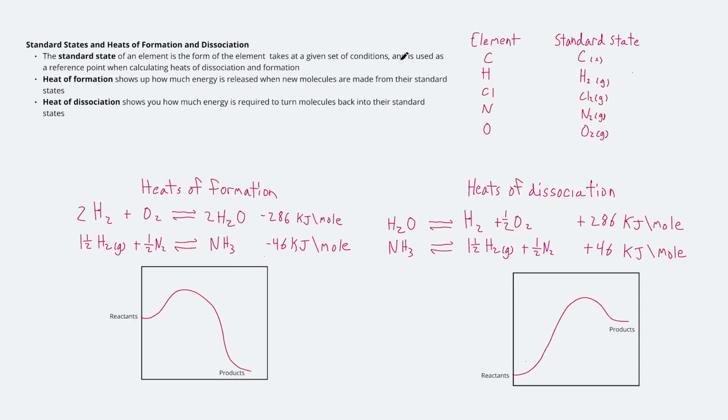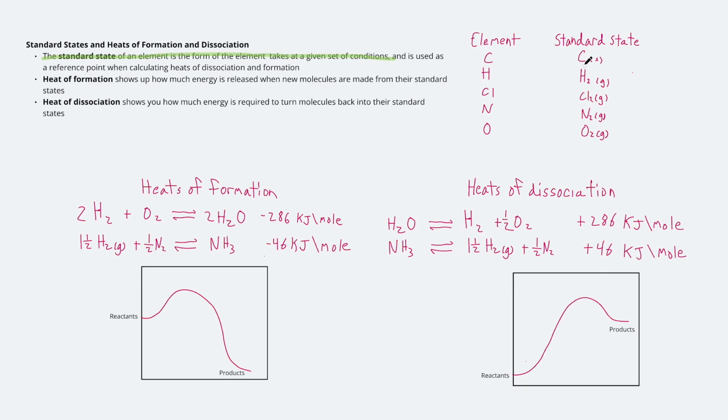We're going to work our way towards Hess's law, which is a way to calculate the change in enthalpy that happens during a reaction, but first we need to go over a couple terms. The first one is the standard state. The standard state of an element is the form that the element takes under a given set of conditions. We have a list of elements here: carbon, hydrogen, chlorine, nitrogen, and oxygen. And when we create the standard conditions, these elements are going to take a particular form.